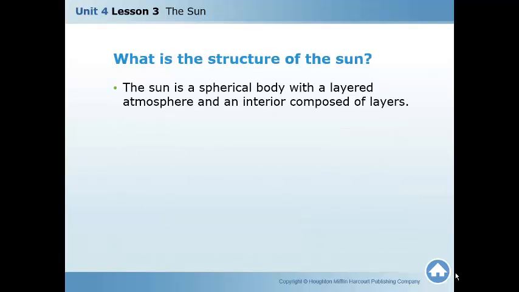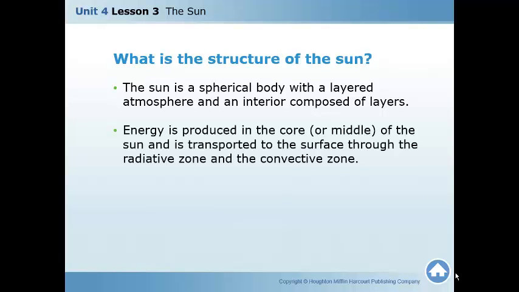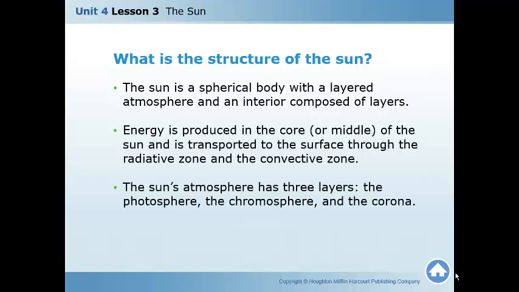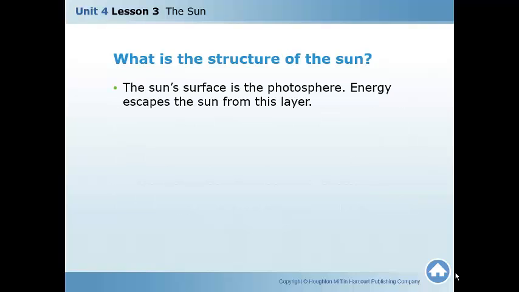The structure of the Sun is a spherical body with a layered atmosphere and an interior, or an inside, that's made of layers also. Energy is made in the core, or the middle of the Sun, and is transported to the surface through the radiative zone and the convective zone. The Sun's atmosphere has 3 layers. Remember, this is the atmosphere, the outer part of the Sun. We have the photosphere, the chromosphere, and the corona.